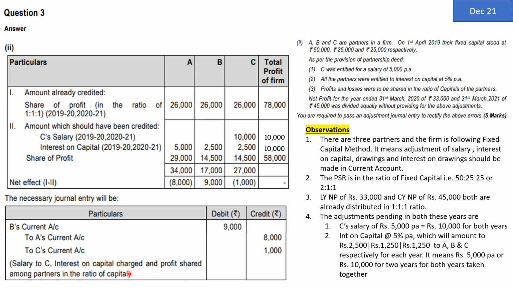So this is a simple question as compared to account current. If you are aware of the basic treatment about fixed capital, current account, PSR, treatment of salary, treatment of interest on capital, etc. Depending upon your choice, you can decide which question to be solved in examination. So here you complete 60 marks of your accounts paper of December 2021. In the next video, I'm going to talk about question number 4. So see you in the next video.